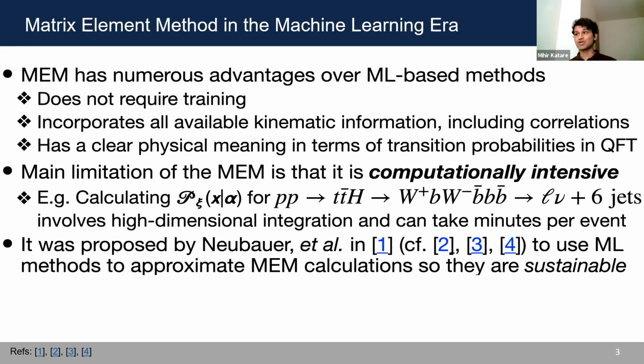However, obviously, it also has its own drawbacks. The major limitation is the fact that it's very computationally intensive. So if you want to calculate this probability distribution for an event like this ttbar Higgs production, which has so many different final particle states, the calculations would probably take minutes per event. And for context, if you want to sample like 1 million events, this is going to take a massive chunk of time. So in order to make this entire research process that involves MEM a lot more sustainable, one of my mentors, Dr. Mark Neubauer, actually proposed that we use machine learning methods to approximate these calculations instead, so we have a sustainable method to actually perform these calculations.